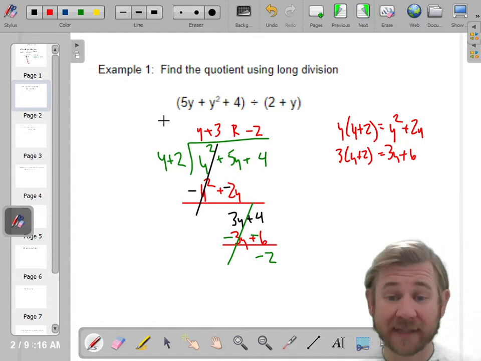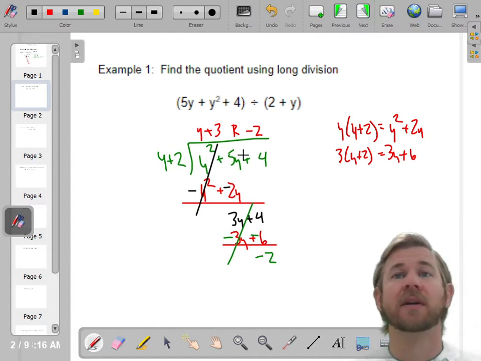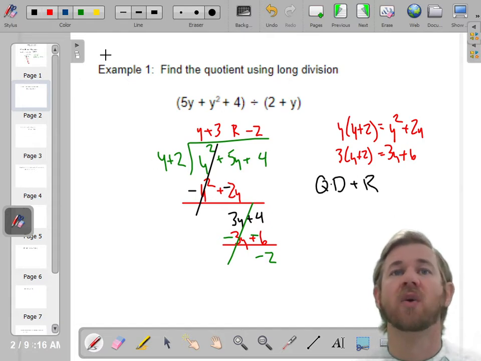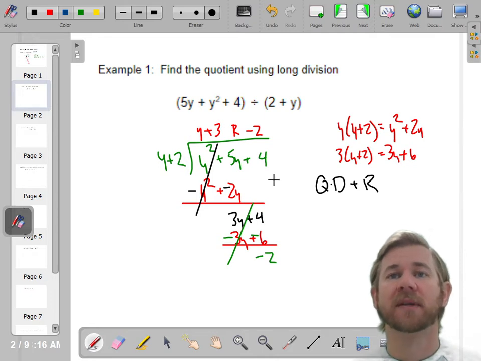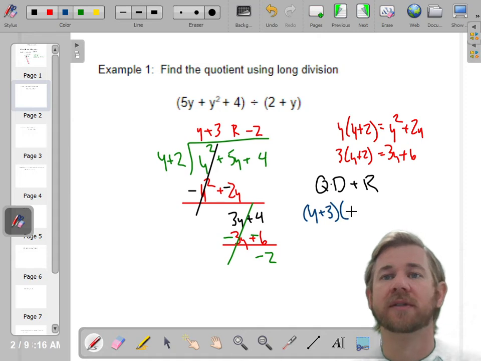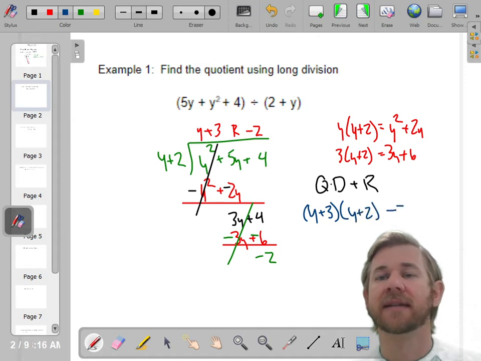Now we're going to check this the same way we did the other one, but we're going to actually multiply it out. So quotient times divisor plus remainder. So the quotient is y plus 3. The divisor is y plus 2, and the remainder is negative 2.